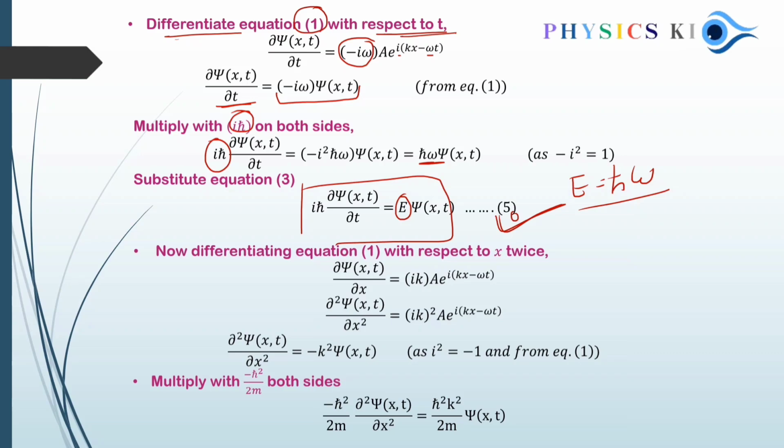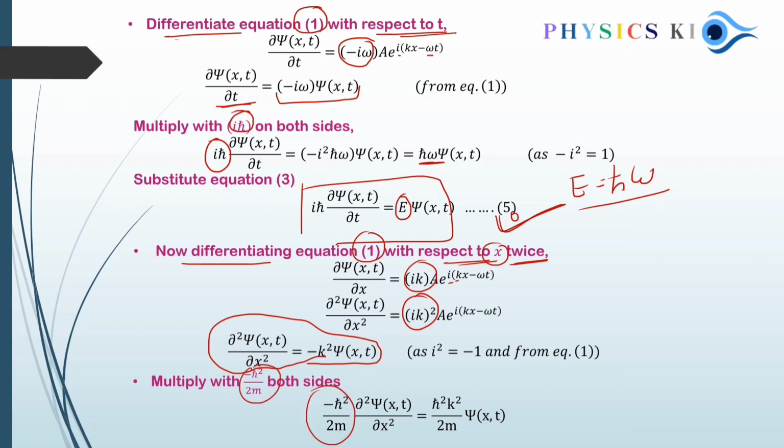Remember this. Now take the differentiation of equation number 1 with respect to x, twice. What is the coefficient of x? It is k and i. So both times k and i, that means i square k square is the coefficient of the function, and i square is minus 1. So minus k square psi. This is our output. Now just multiply both sides by h cut square divided by 2m. This is the left hand side, this is the right hand side.